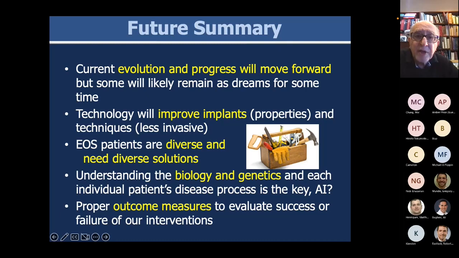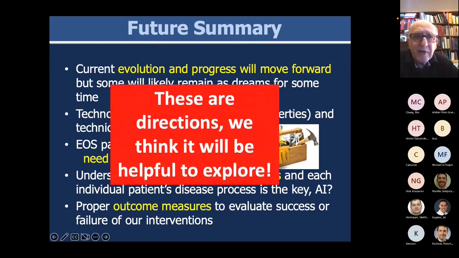Understanding the biology and genetics of each individual patient disease process is the key. And that's where the AI and all the new thoughts on precision medicine is going to work. Most likely, some of the answers in EOS. And then obviously we need some proper outcome measures to evaluate success or failure in our intervention. So there are directions we think it will be helpful to explore.